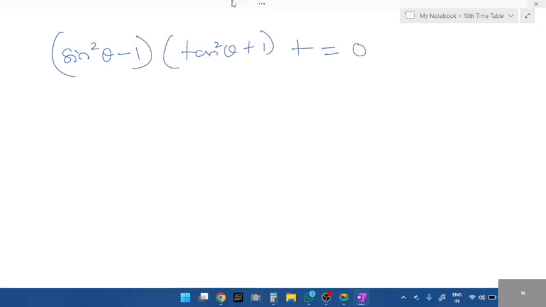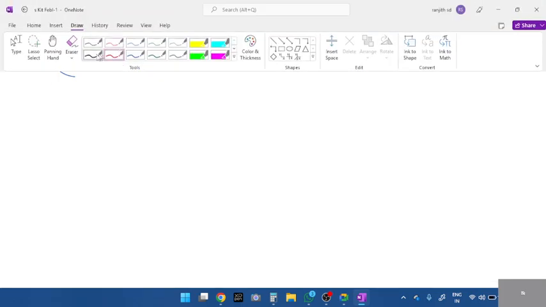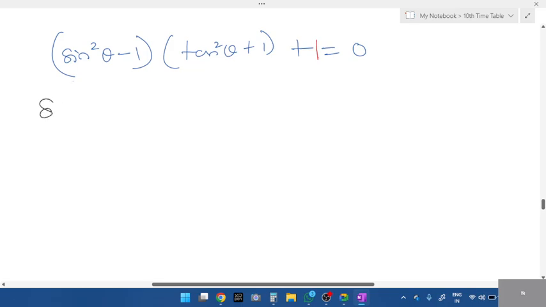Response, students. Next, last one question in trigonometry. Sin square theta minus 1 into tan square theta plus 1 plus 1 is equal to 0. You have to prove that it is equal to 0. Which one we need to convert? Sin square or tan square? It's a very simple question, students. Very simple. Tan square, let us keep sin square as it is.